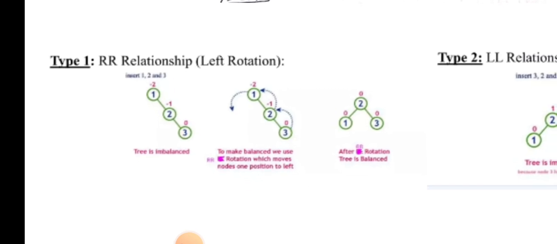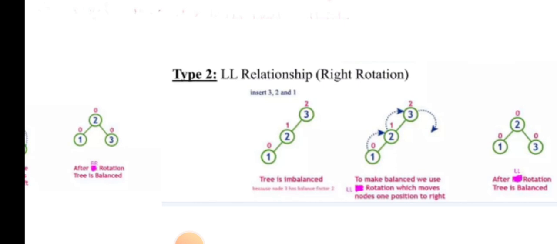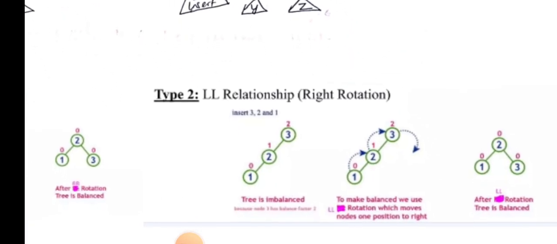Here the LL rotation is given. If it is an LL rotation, we have to rotate the tree right. If it is RR, then we have to rotate the tree left. Here, consider this tree 3, 2, 1, in which we are inserting 1. At this time we have to calculate the balance factor: 0, 1, 2. The balance factor should be +1, 0, or -1.